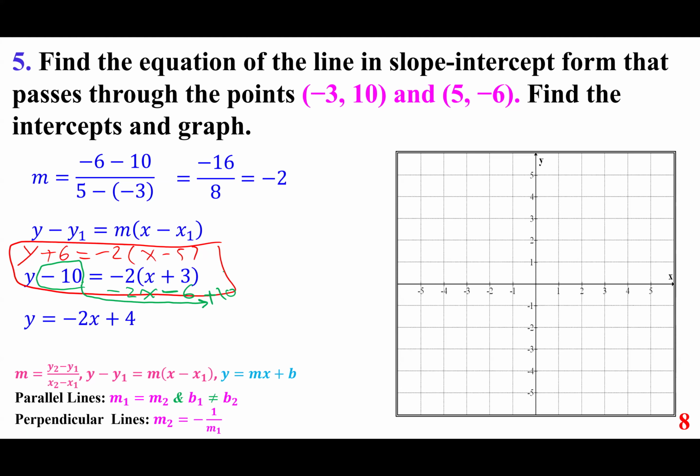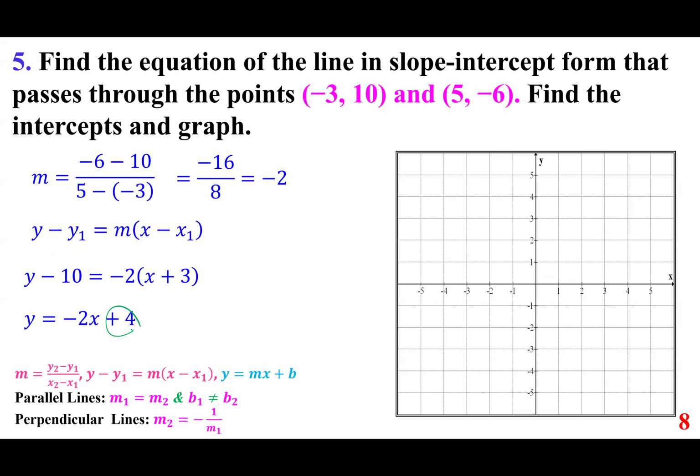Now, we want to graph it. We can use the two pairs that are given, of course, but let us go with intercepts. First of all, let me erase my work. This is one of them, 0, comma 4. 0, comma 4 is the y-intercept.